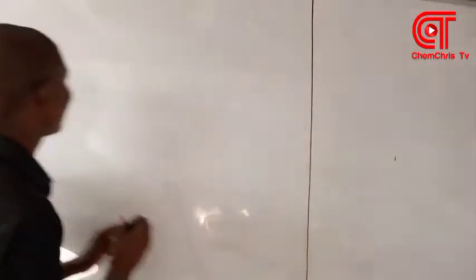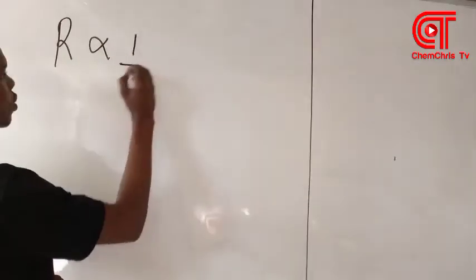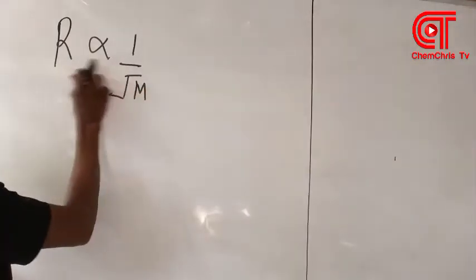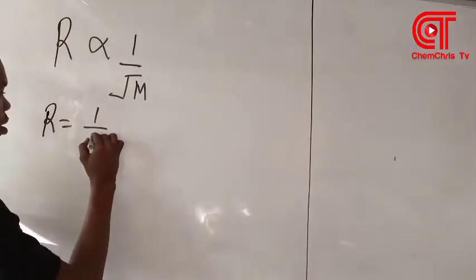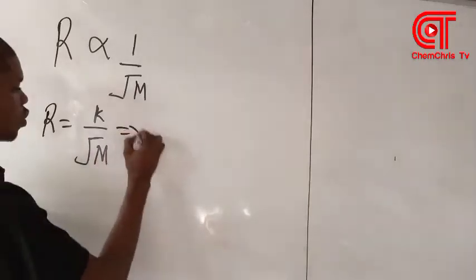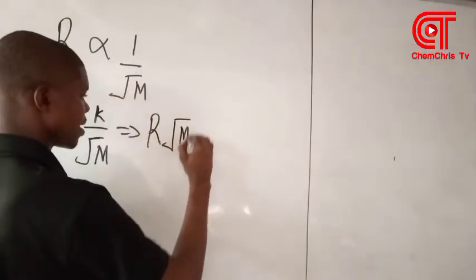The first one is the relation between rate and molar mass. Yes, the rate of diffusion of a gas is inversely proportional to the square root of its molar mass. If you look at it very well, the rate of diffusion of a gas is inversely proportional to the square root of its molar mass. If you remove the proportionality sign, we have rate is equal to k over the square root of M. If you cross multiply, we have rate times the square root of the molar mass of the gas equals k.